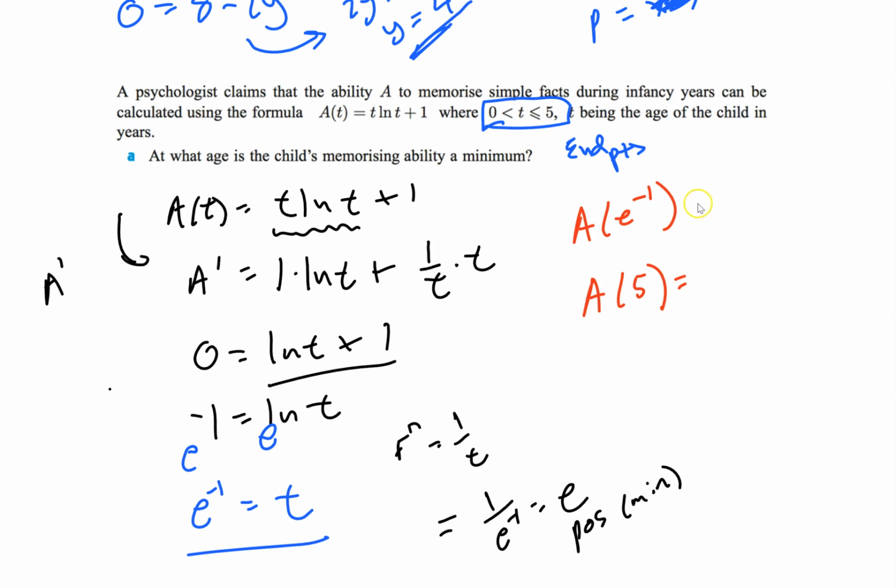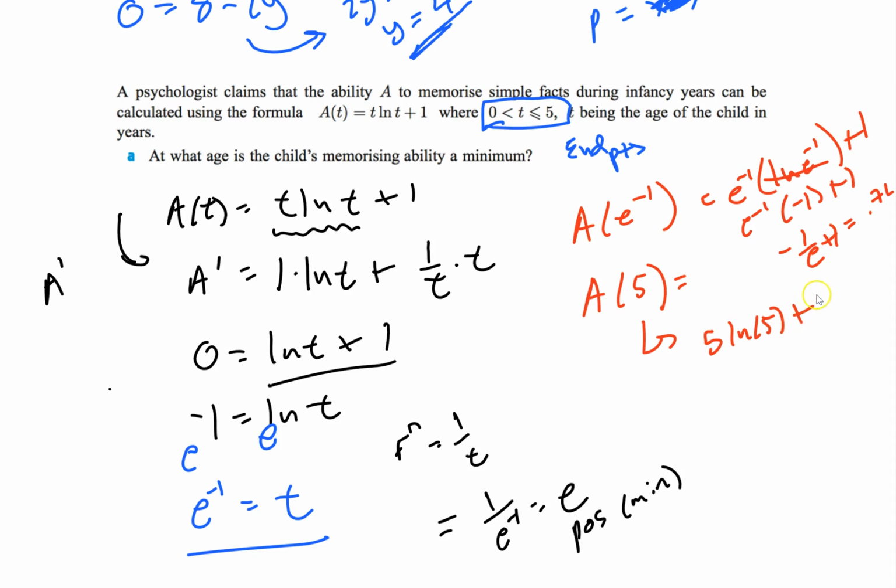So if I plug in e to the negative 1, I get e to the negative 1 times natural log of e to the negative 1, plus 1. Natural log and e cancel out, I get e to the negative 1 times negative 1 plus 1. E to the negative 1 is 1 over e, and that's a negative, so minus 1 over e plus 1. That's like 0.7 something. So that's that one. Over here, 5 times natural log of 5 plus 1. Natural log of 5 times 5 is something like 3 point something, plus 1. So this one's already bigger. So that one actually is my minimum. So at what age is the child's memorizing ability at the minimum? At age 1 over e.